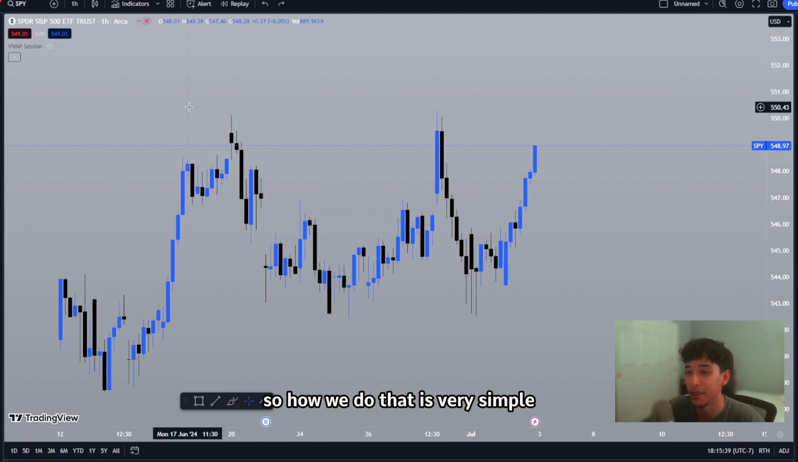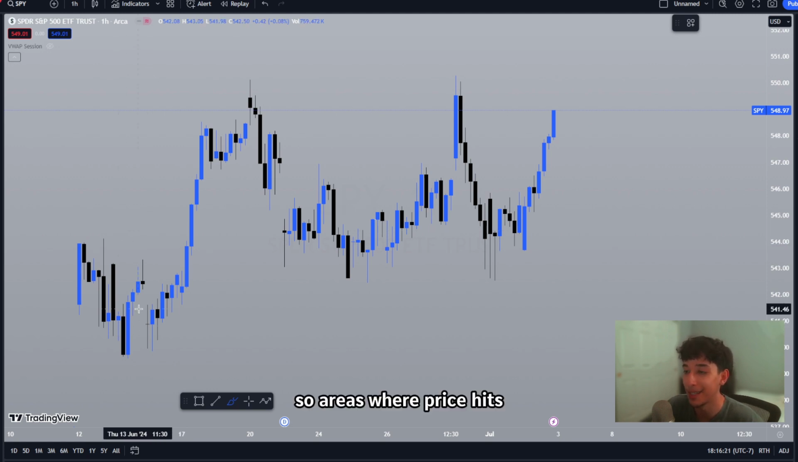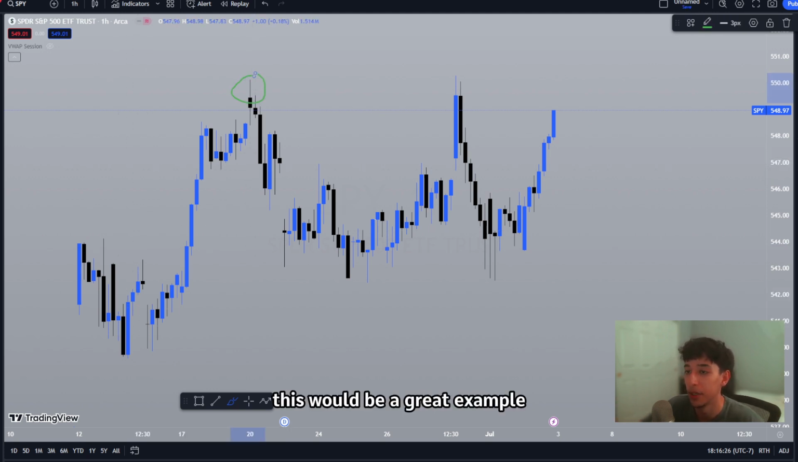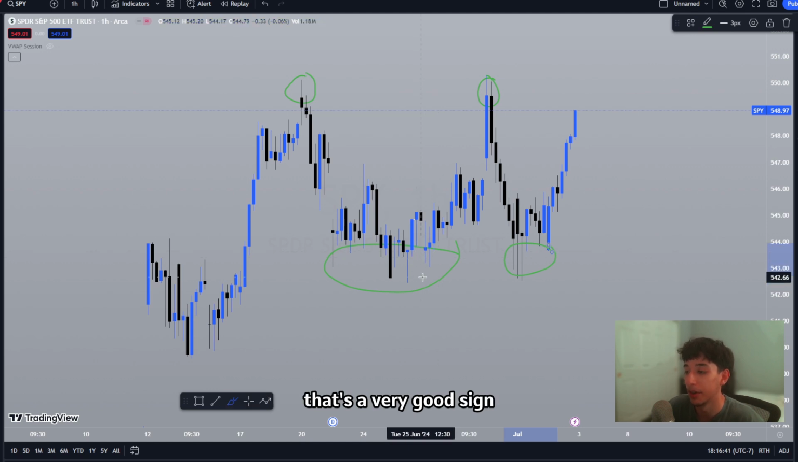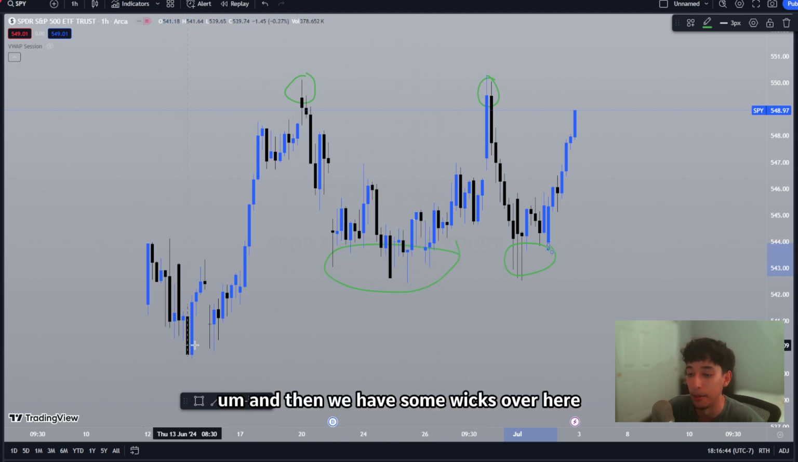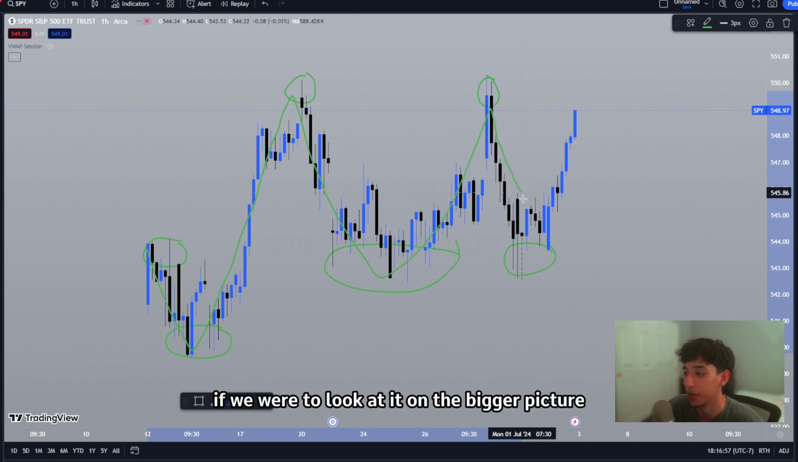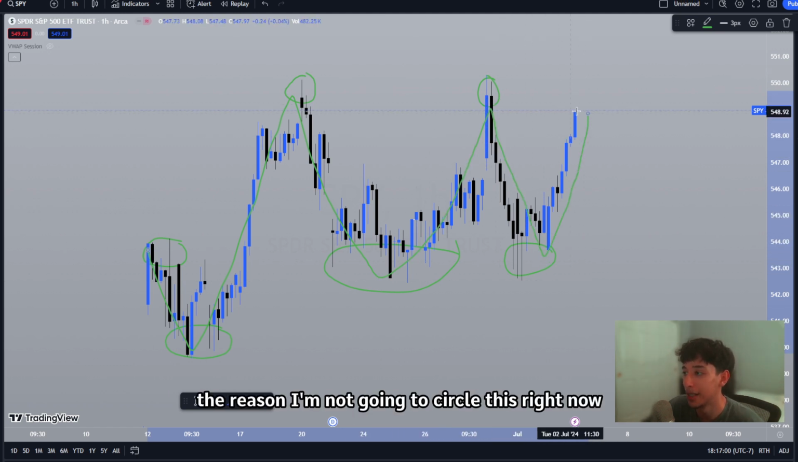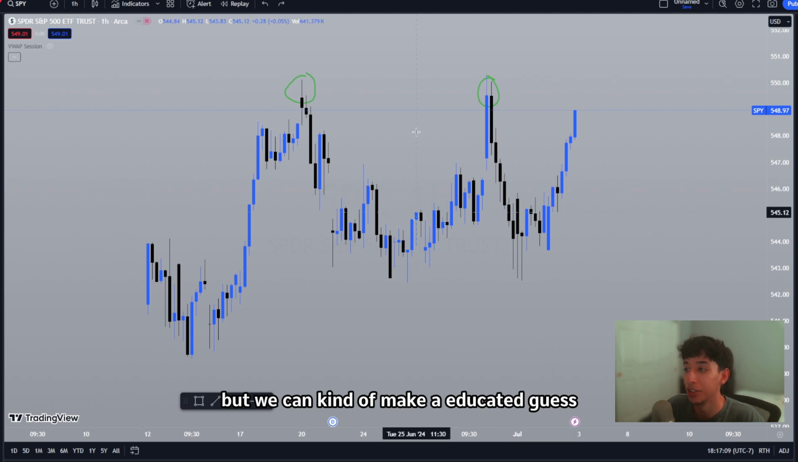How we do that is very simple. I want to first identify our key pivot points, so areas where price hits and goes the opposite direction. This would be a great example. This would be another great one. There's a lot of pivot right here. If you see wicks that are grouped together, that's a very good sign. You want to group them together. And then we have some wicks over here. You have some right here, pivot. It looks something like this if we look at it on the bigger picture. The reason I'm not going to circle this right now is because this is actually current price, so we don't know what's going to happen, but we can make an educated guess.